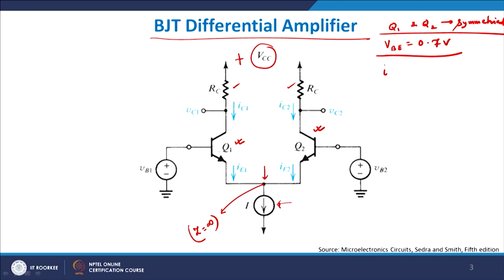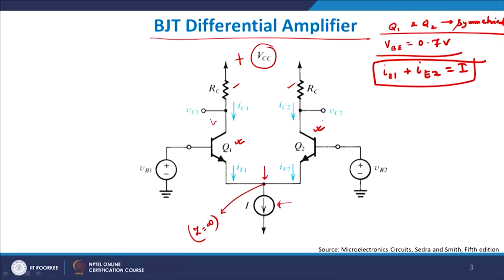So IE1 plus IE2 will always be equal to I, capital I. This constraint always holds good, that the total current flowing through the left arm and the right arm will always be there. If you want to find out the value of VC1 and VC2, it is very simple. VC1 will be equal to VCC minus ICRC, because this is the voltage drop which you see, plus there will also be VCE SAT, if I allow Q1 and Q2 to go into saturation.